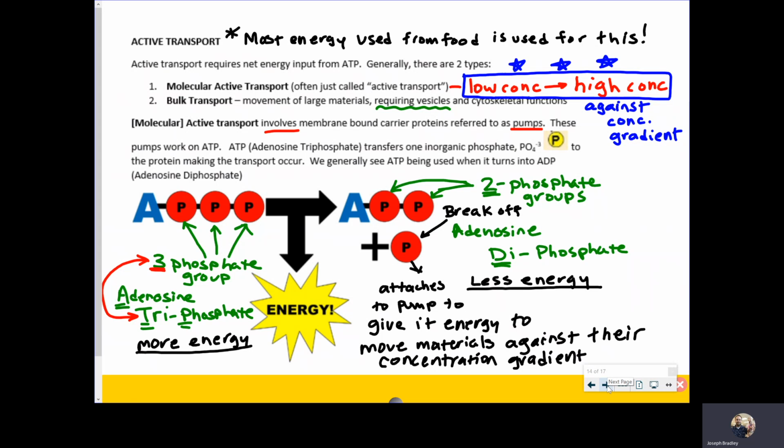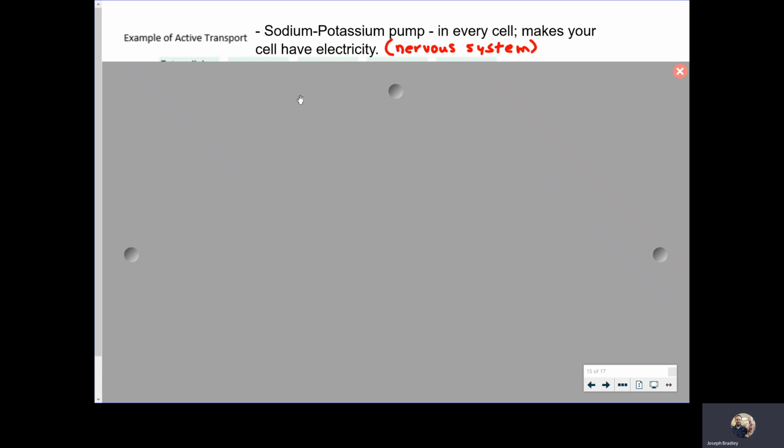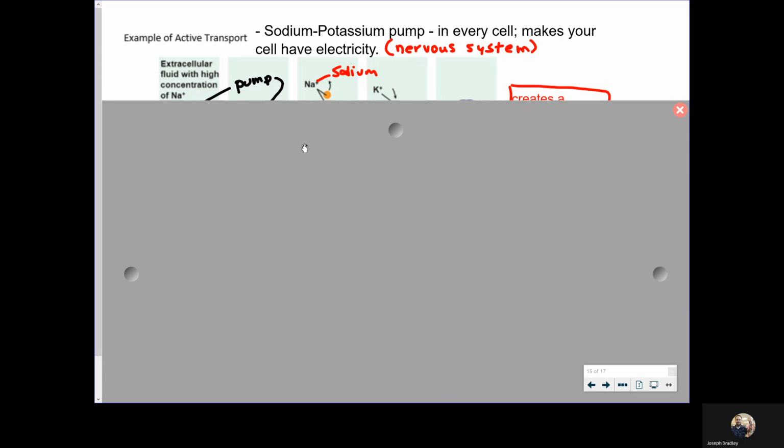So here is a picture of active transport, and the one I'm showing here is called the sodium-potassium pump. One of the things you might know about your nervous system is that it runs on electricity. This is how your body makes electricity. And again, this is what most of the calories you burn in a day are used to do, to make the electricity of your body.